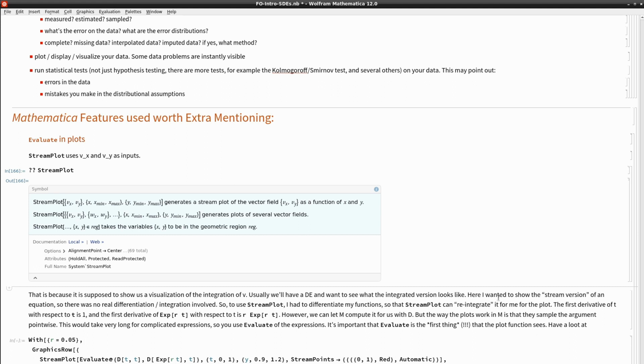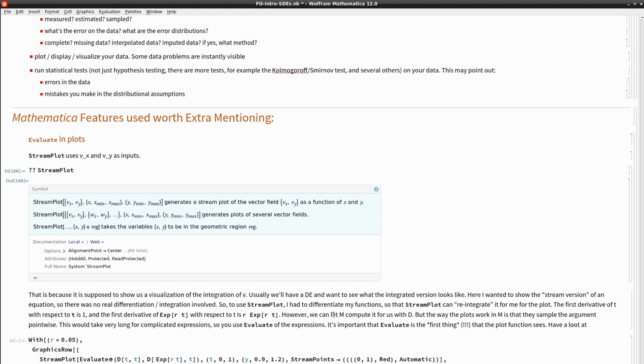And if I now want to show the stream version of it, there was no real differentiation or integration involved. But I need to provide the derivatives so that StreamPlot can do its job. I had to differentiate my functions so that StreamPlot can reintegrate them for the plot. So the first derivative of t with respect to t is 1. And the first derivative of e raised to the power of rt with respect to t is r times e raised to the power of rt.